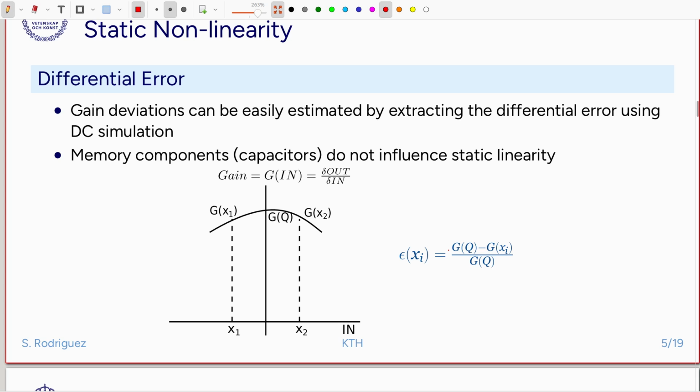For extracting the gain, I'm going to assume that we have already removed the operating point, so we have the in and the out in case of a voltage amplifier. To extract the gain, what we do is derivate this transfer curve, and when we derivate it, it is going to look something like this in many cases.